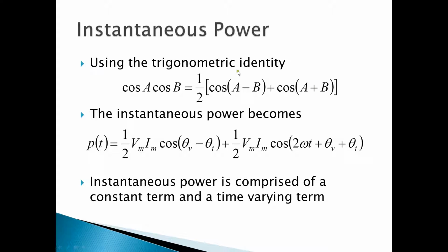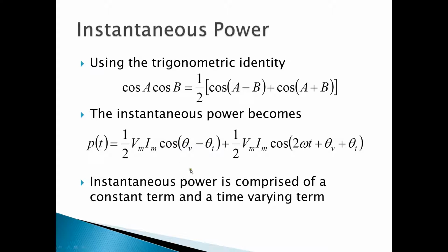Now what I'm going to do is use a trig identity to try to simplify this expression. So I'm going to use my product of two cosine waves trig identity. And it doesn't seem like I'm simplifying this, but we will show that this leads us to some interesting results. So by applying this trigonometric identity to the product of the current and the voltage, we get two terms that pop out of our instantaneous power equation.